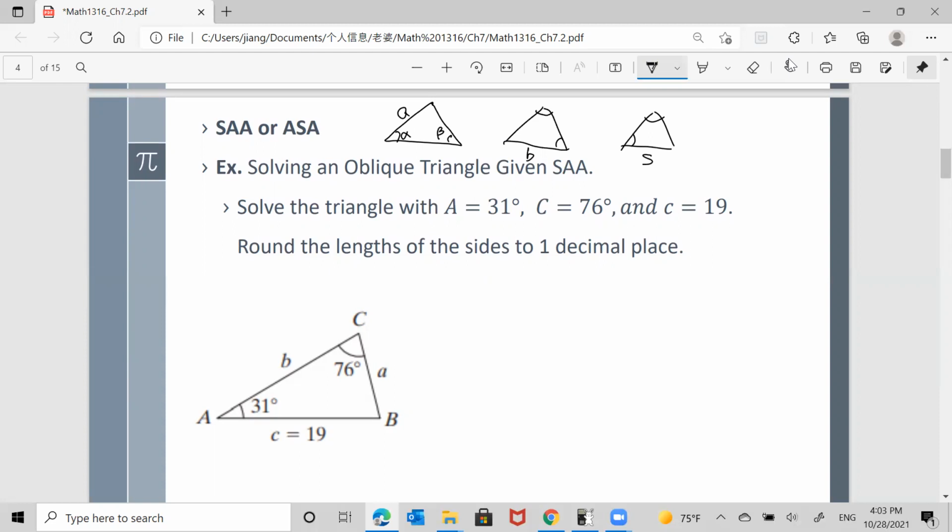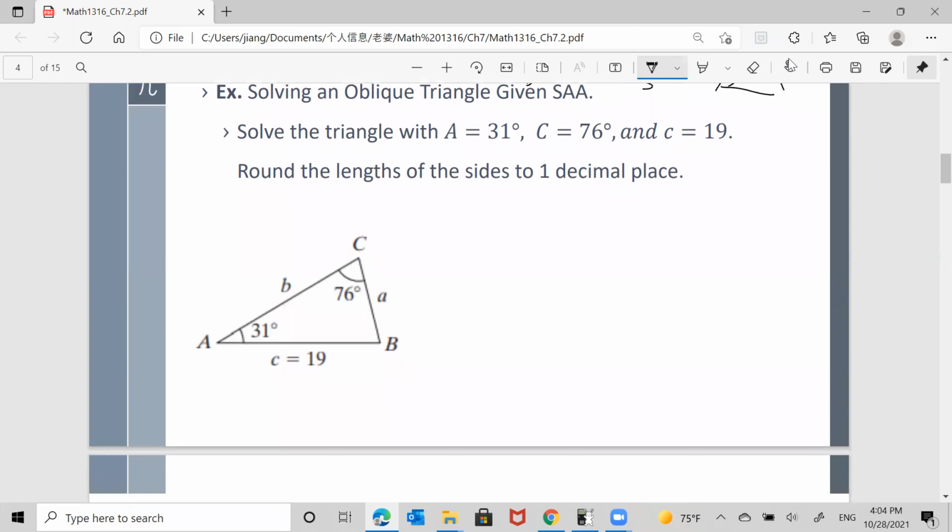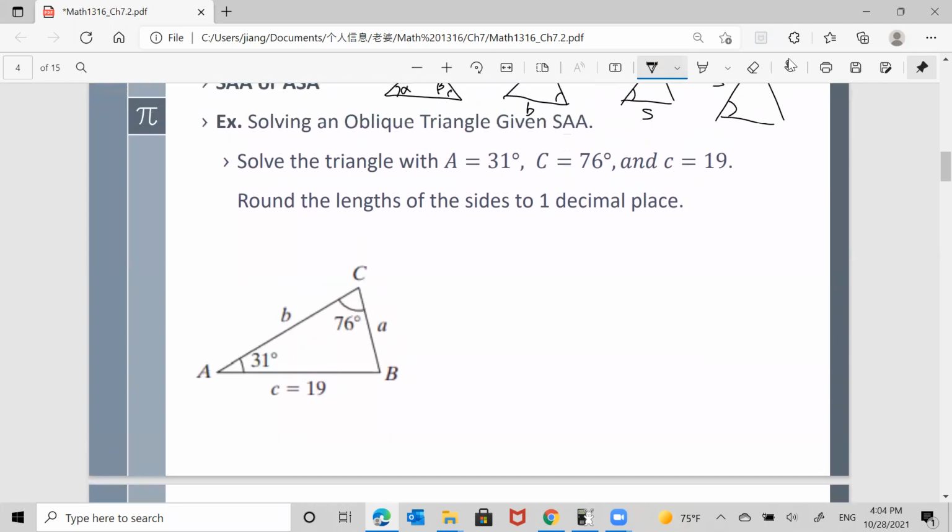ASA means angle, side, angle. Okay, let's see. Solve an oblique triangle given SAA, that means a side and two angles. Solve the triangle with A equals 31 degrees, C equals 76 degrees, and c equals 19. Round the length of the sides to 1 decimal place.